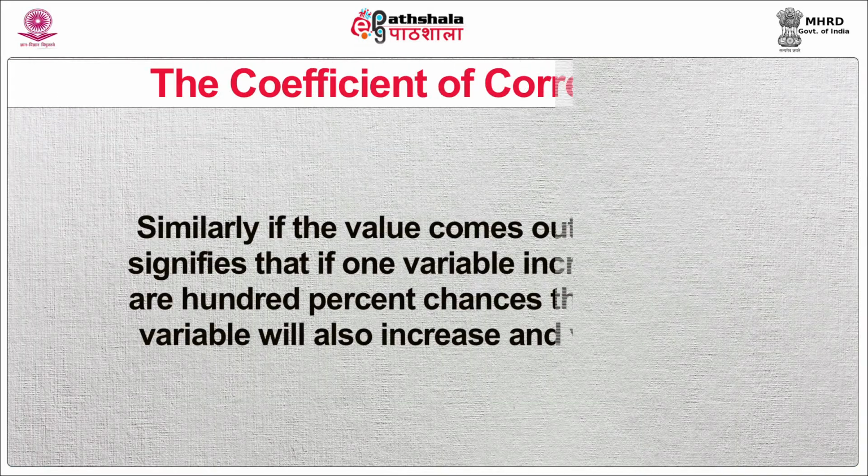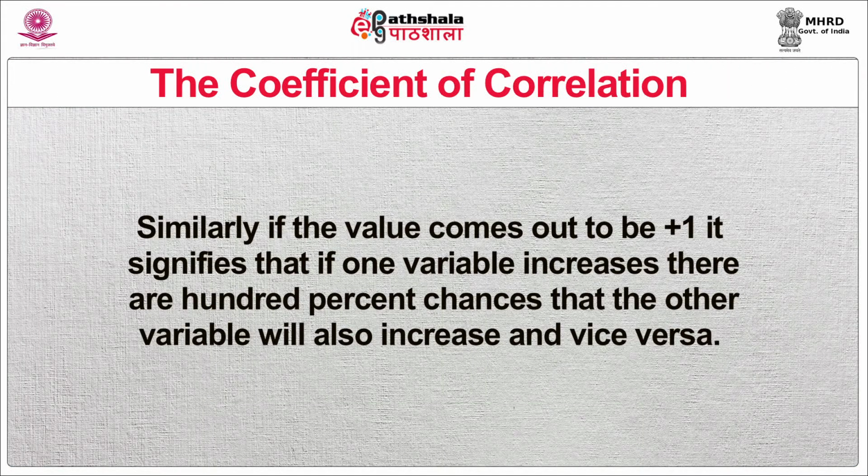If there is, for instance, a correlation value of 0.83, it signifies that there are 83% chances that if one variable changes, the other variable will also change. Similarly, if the value comes out to be +1, it signifies that if one variable increases, there are 100% chances that the other variable will also increase, and vice versa. Now the Karl Pearson's coefficient of correlation, or the simple correlation. This is the most widely used method of measuring the degree of relationship between two variables.